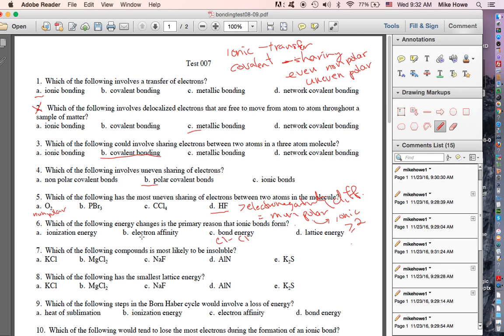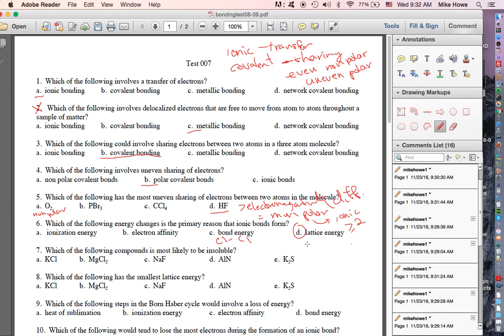After the electron is added, you have a negative ion. So the positive and negative attract, and they release energy when they come together, and that's called lattice energy. And that is the driving force behind all ionic reactions. Ionic reactions do not occur unless you have lattice energy. So this is the most exothermic.